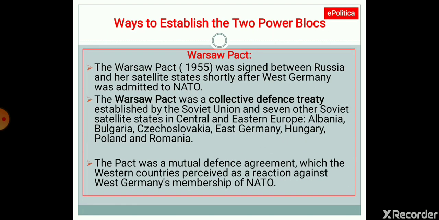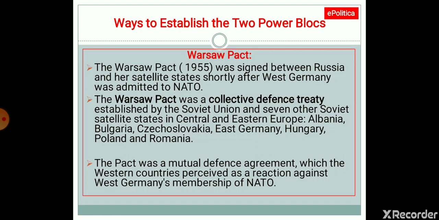Interestingly, in the year 1955, the USSR also started with their own institutions so that their bloc could also be strengthened militarily. One such initiative taken by the USSR was the Warsaw Pact. The Warsaw Pact, which was signed in the year 1955, was signed by Russia and its satellite allies once West Germany was admitted to NATO.